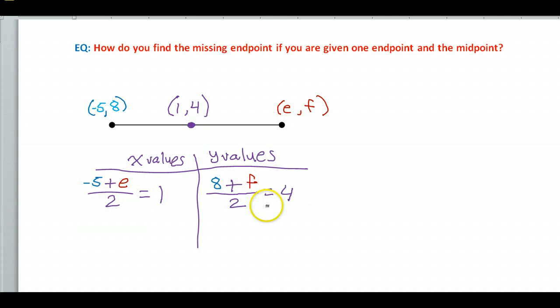So we've got these two equations. Now, do you see our variables are e and f? If we solve this for e, that's going to be the x value of our endpoint. And if we solve this equation for f, that'll give us the y value of our other endpoint. So that's what we're going to do. Let's just solve this equation.